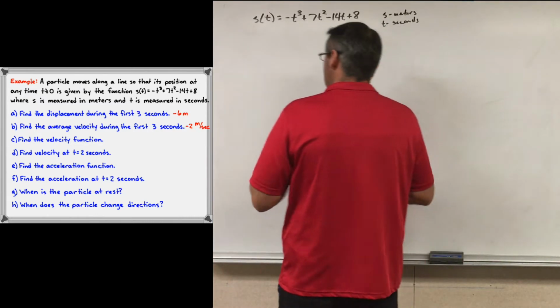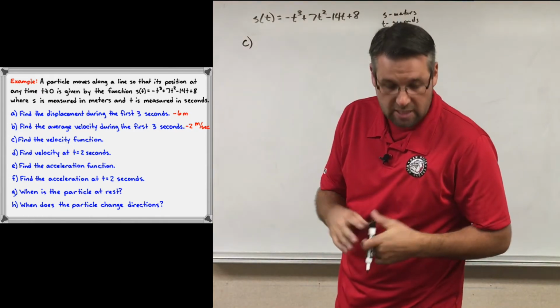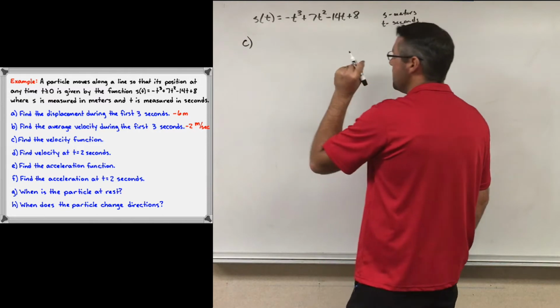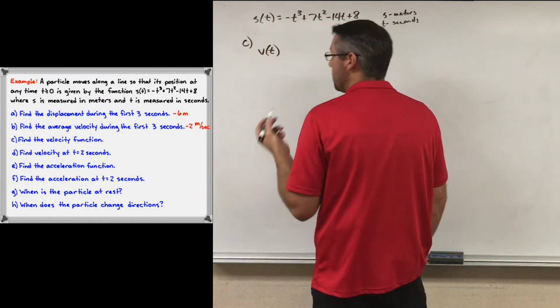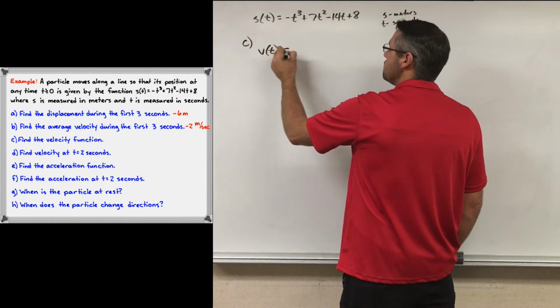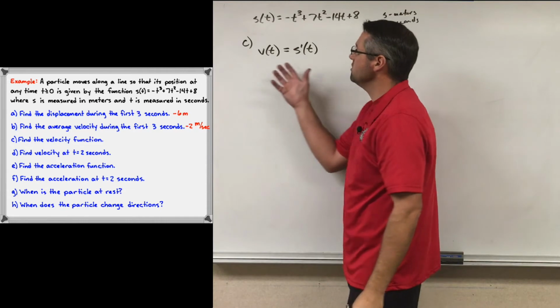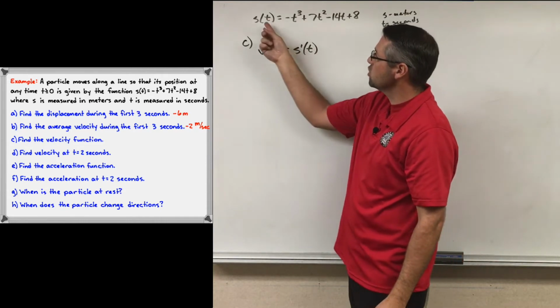Part C, and I'm going to leave the equation up here so I have something to work with. Part C says find the velocity function. Well, the velocity function, remember, is the derivative of position. Now notice my notation. I want the velocity function. Well, how do I do that? I need to take the derivative of position. So I'm stating that here. I'm not just finding it, I'm stating how I'm finding it. I'm finding it by taking the derivative of that.